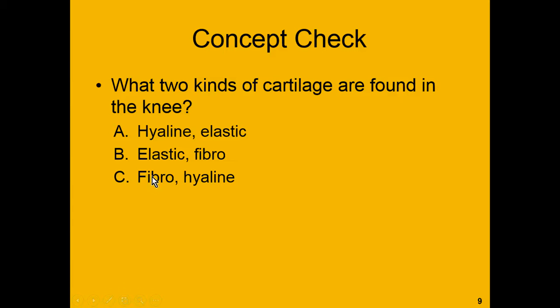I'd mentioned that we have the fibrocartilage pads, the menisci, present in our knees, and then at the ends of the long bone, so at the end of the femur and the end of the tibia, we have a little bit of hyaline cartilage present in the knee that helps to reduce friction. So we have 2 kinds of cartilage in our knee. Hyaline cartilage to reduce friction, fibrocartilage to be a shock absorber. Let's move on.